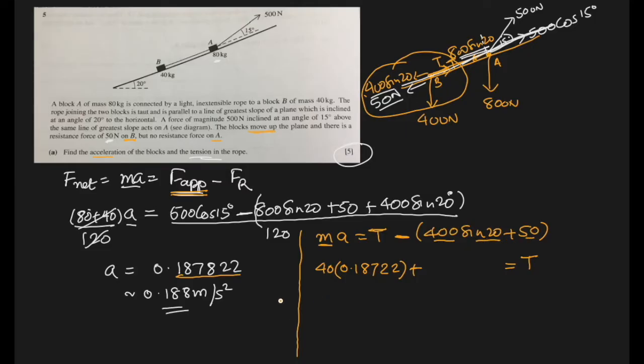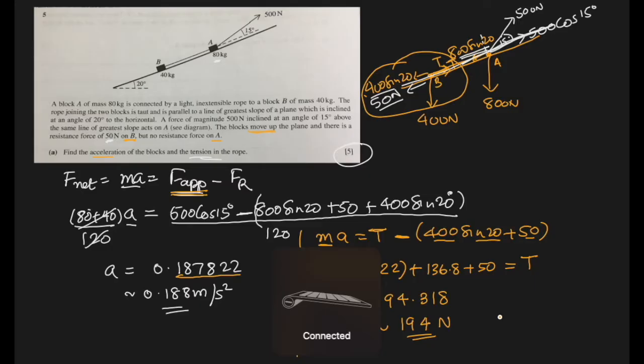400 sine 20 comes out to be 136.8, plus 50. And if I add all of them, tension comes out to be 194.318. To three significant figures, 194 newtons. That's the tension in the rope connecting the two bodies.